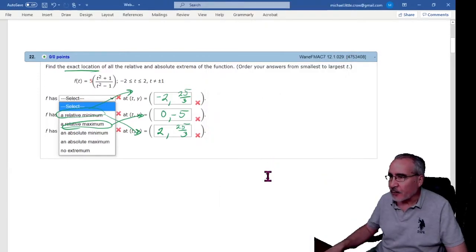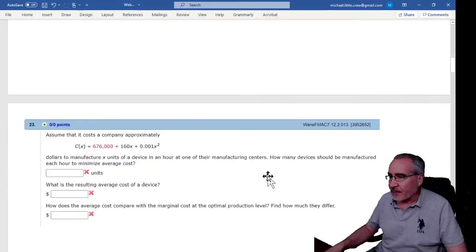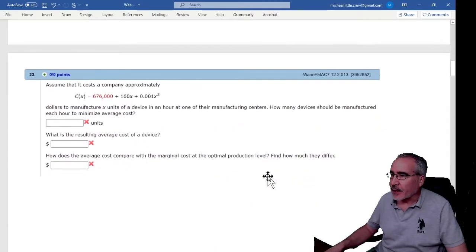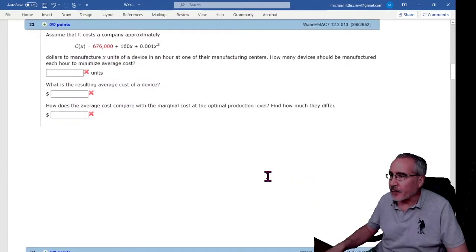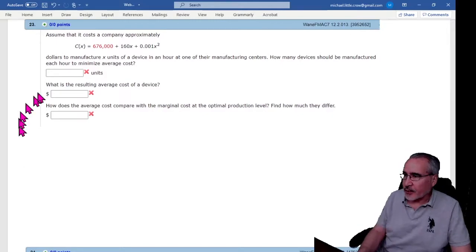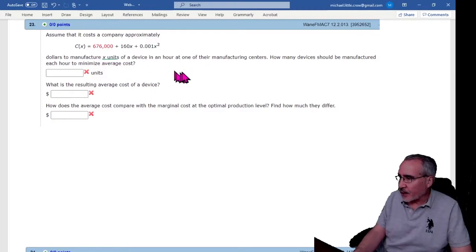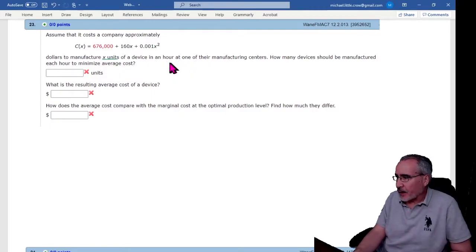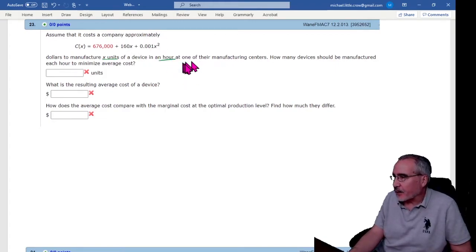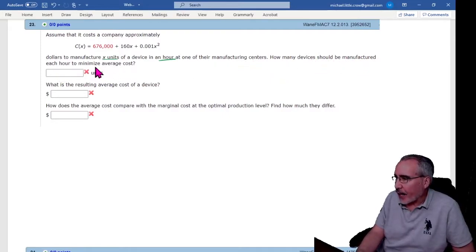Okay, we're going to keep running through these. 23. Okay, now we've got a slightly different type of problem. We've got a cost function. So here's our cost function, and that's the dollars to manufacture X units of a device in an hour. So that's X units per hour. How many devices should be manufactured each hour to minimize average cost?